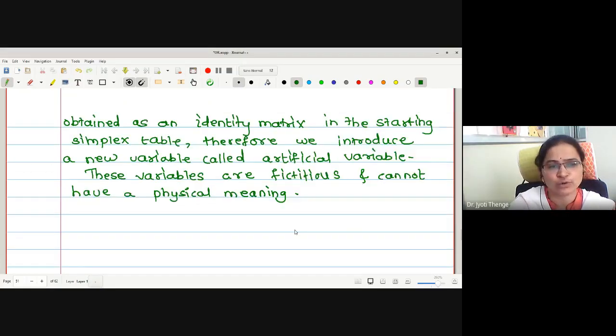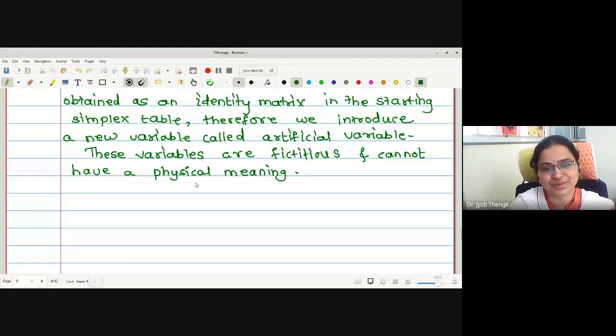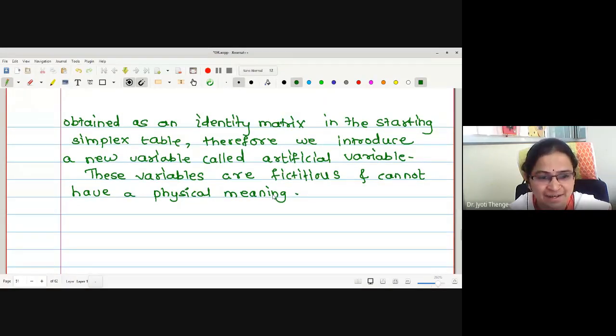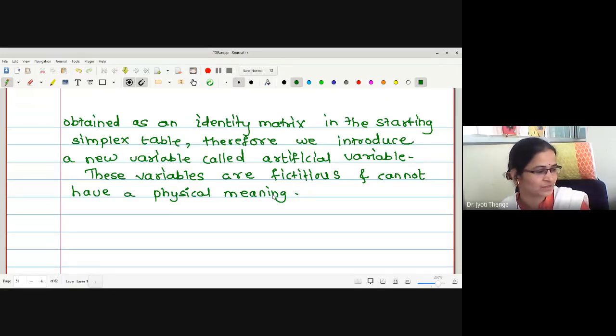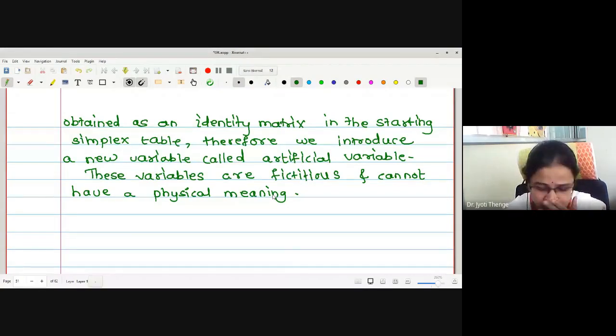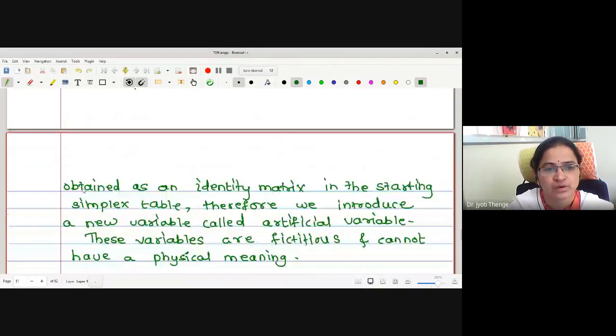Okay. In order to understand, I am telling that this variable is taken on rent, just in order to construct the identity matrix. We are taking it on rent. We are not going to involve any variable which is taken on rent in the corresponding problem. Therefore, the variables do not have any physical meaning. Correct? This is the artificial variable.